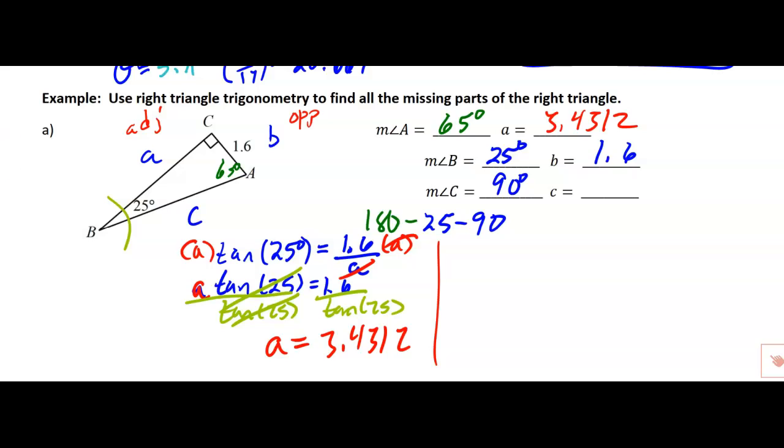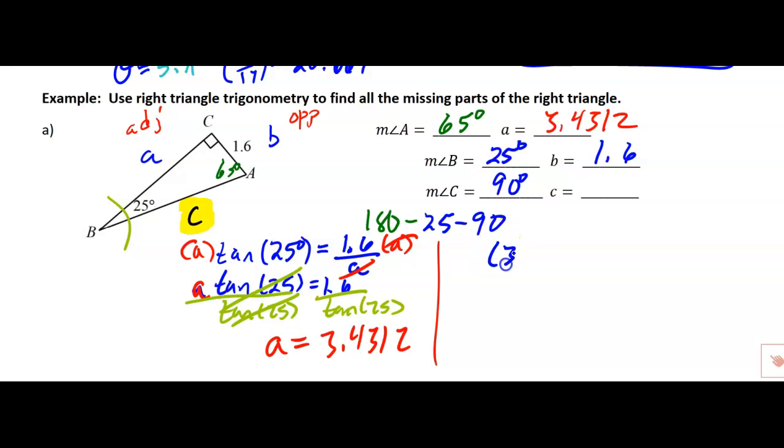So now I need to find side C. I have 2 choices. Choice 1, use a trig ratio again, either sine or cosine. Choice 2, since I now know 2 of the sides of this triangle and it's a right triangle, what's the theorem I can use? The Pythagorean theorem. So I'm just going to go forth with the Pythagorean theorem.